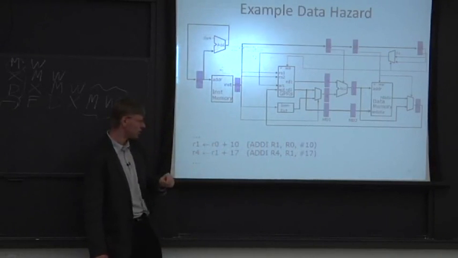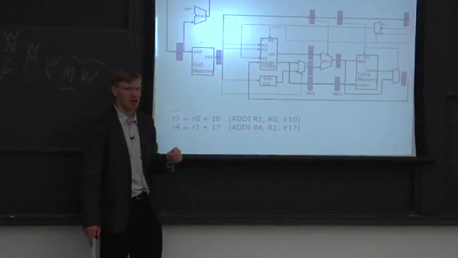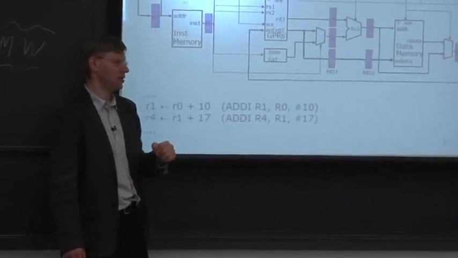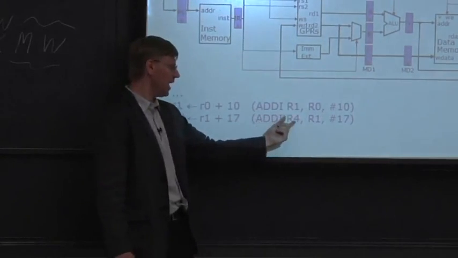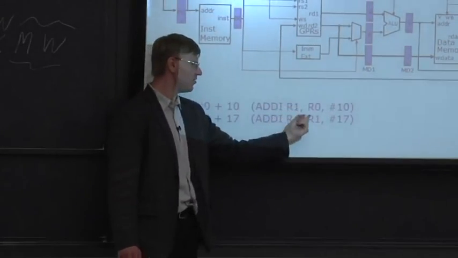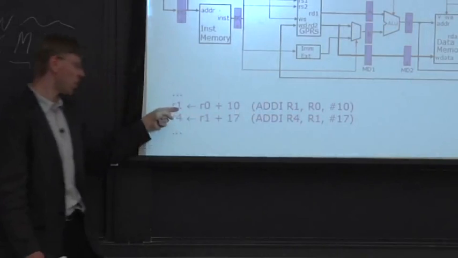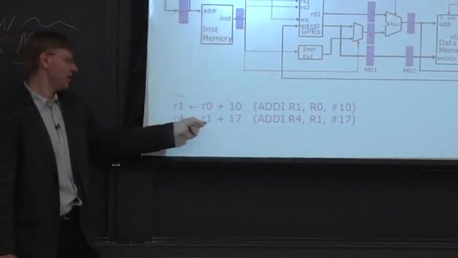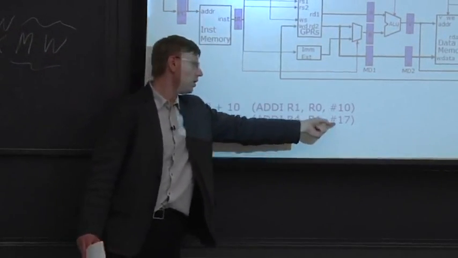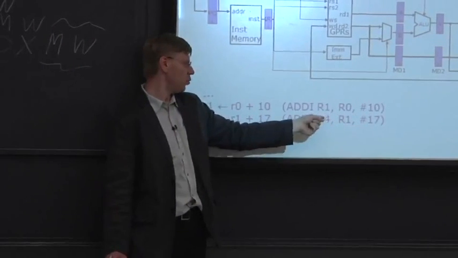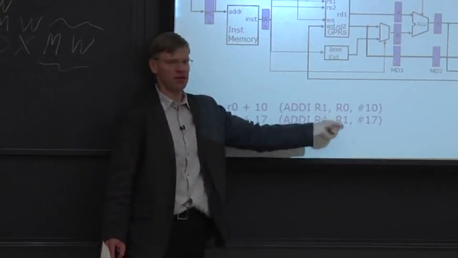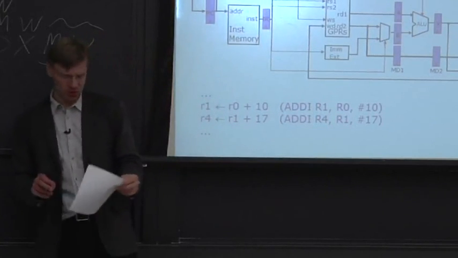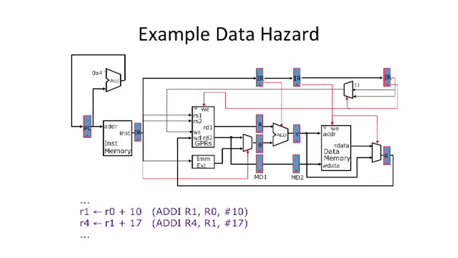And then this next instruction here is going to exhibit a read after write data dependence. We have an add immediate, and it's going to use exactly the value which gets created by the instruction right before. So this is going to take R1, add 17 to it, and deposit it into R4, or register 4. But we have a little bit of a challenge here because it uses the result of the instruction right before it.